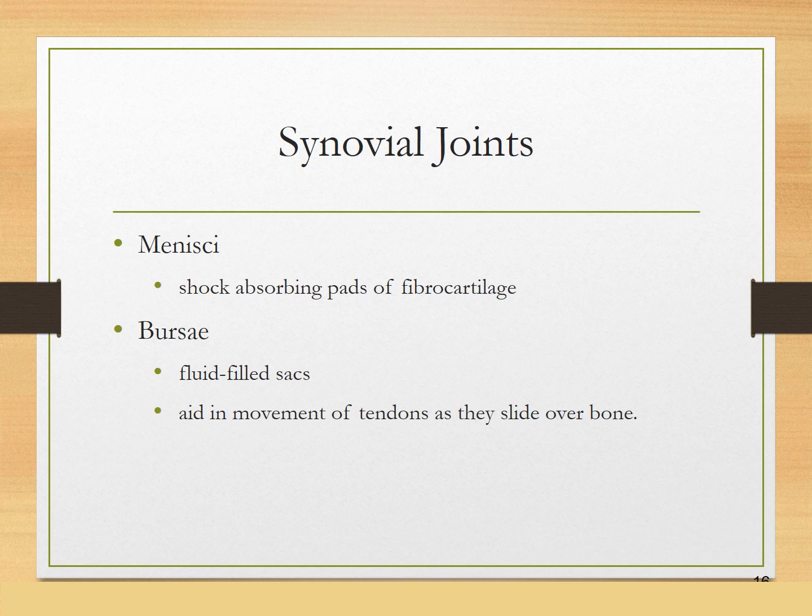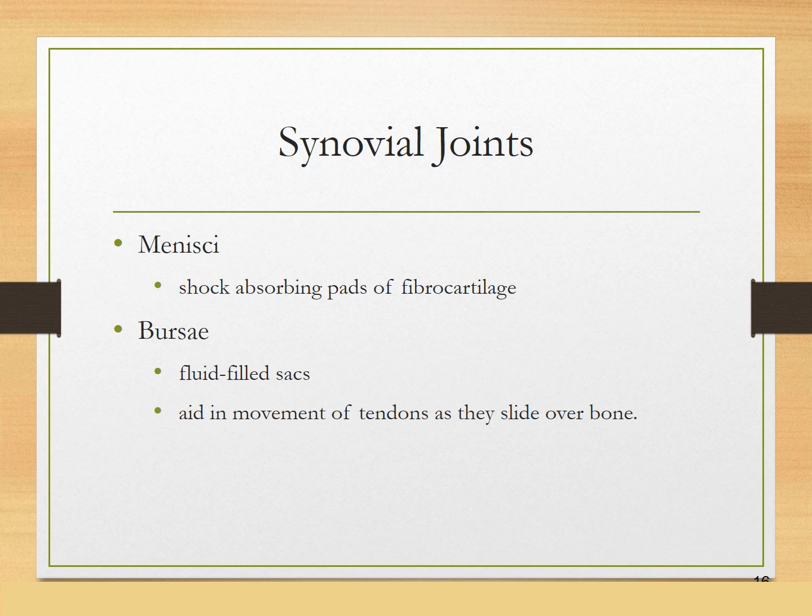There are some additional structures that may be found in synovial joints. One of these is a meniscus, menisci, plural. These act as little shock-absorbing pads of fibrocartilage. Your knee contains a meniscus. This increases the distance between the two bones to prevent them from rubbing up against each other.